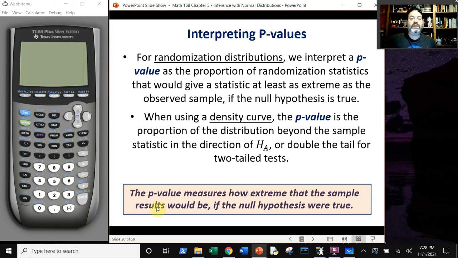But the rule of thumb version of a p-value doesn't change. It is a measure of how extreme these results would be if the null hypothesis were true. So we use the p-value to summarize strength of evidence against the null hypothesis in favor of the alternative. So it operates the same way, but we're not counting dots. We're letting StatKey or the calculator add up all these areas and just give us a size instead of a number.